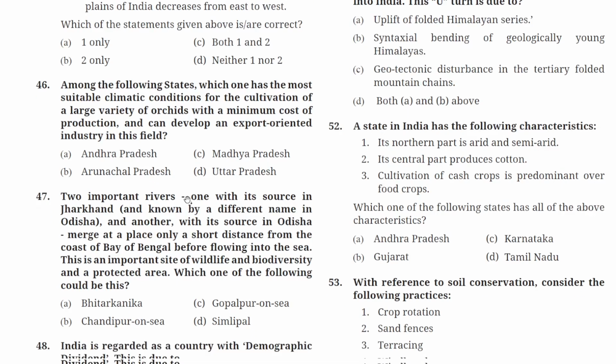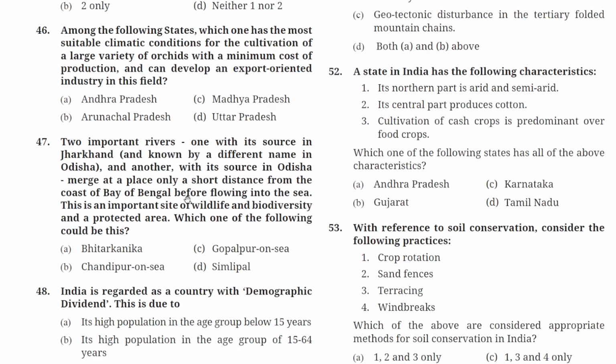Two important rivers, one with its source in Jharkhand and known by a different name in Odisha, and another with its source in Odisha, merge at a place only a short distance from the coast of Bay of Bengal before flowing into the sea. This is an important site of wildlife and biodiversity and a protected area. Which one of the following could be this? Question number 47. The answer is Bhitarkanika.